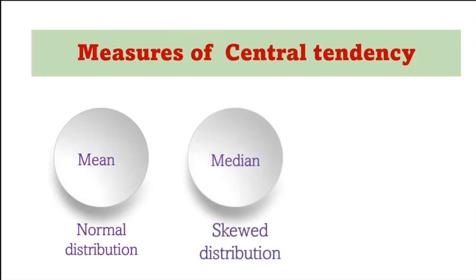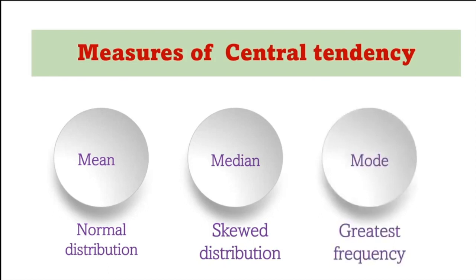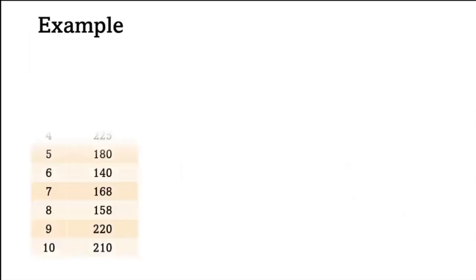So mean is the preferred measure of central tendency if the data is normally distributed. If the data is skewed in nature, that skew can be right skew or left skew, which we measure through skewness, in that case, we report the median. So median is the preferred way of reporting when the data is skewed in nature, and mode is the greatest frequency which is occurring, that is the mode.